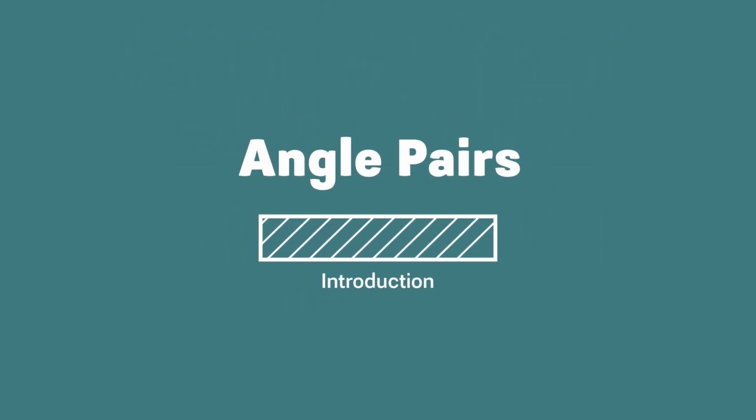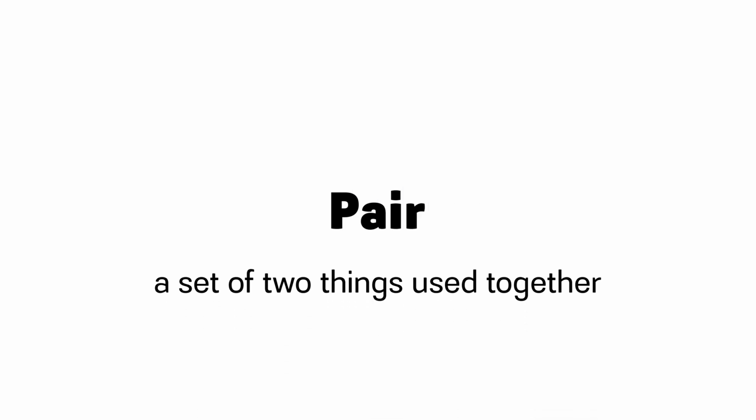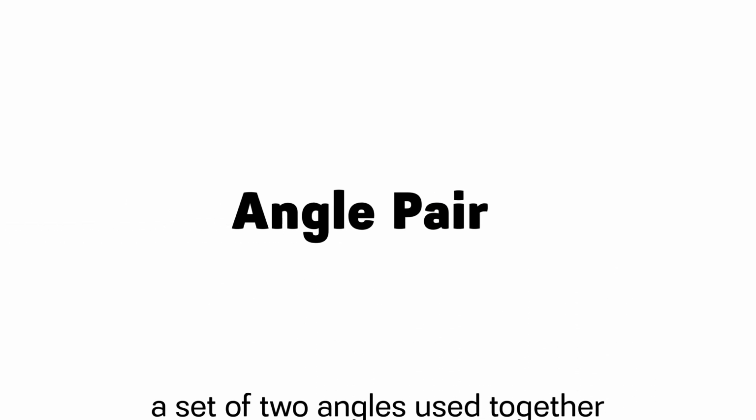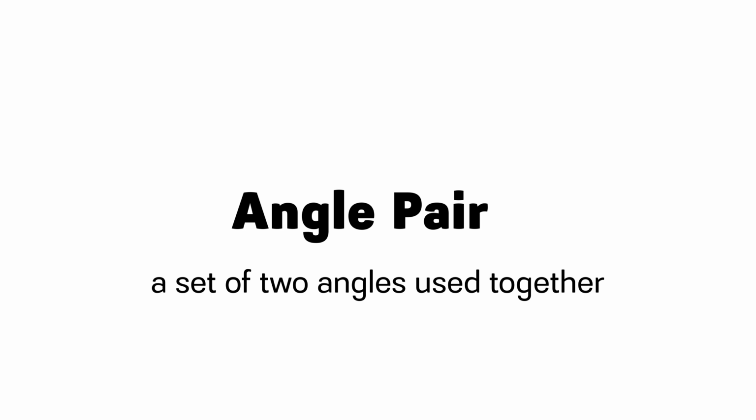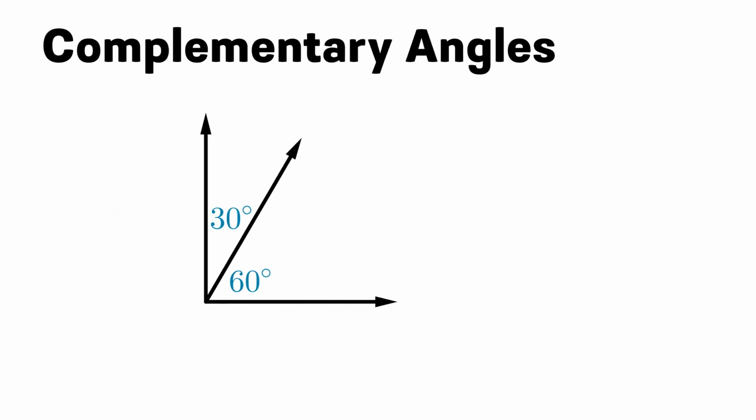What are angle pairs? It begins with the word pair, which means a set of two things used together. So, an angle pair is a set of two angles used together for something. In geometry, there are several types of angle pairs.